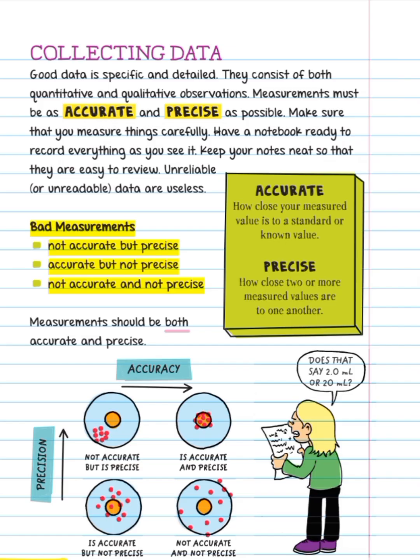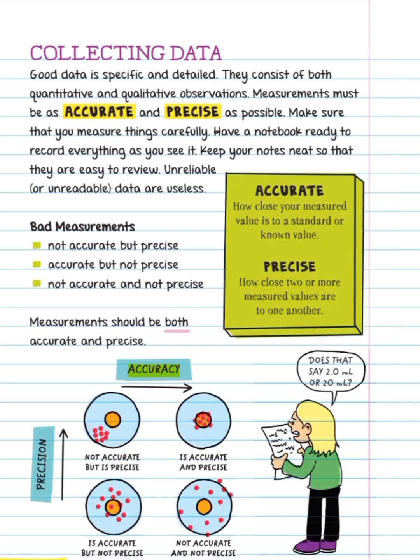Bad measurements: not accurate but precise, accurate but not precise, not accurate and not precise. Measurements should be both accurate and precise. Accurate: how close your measured value is to a standard or known value. Precise: how close two or more measured values are to one another.